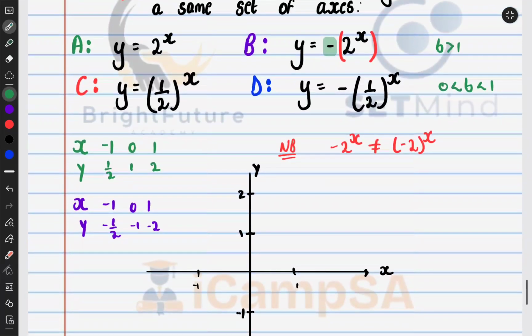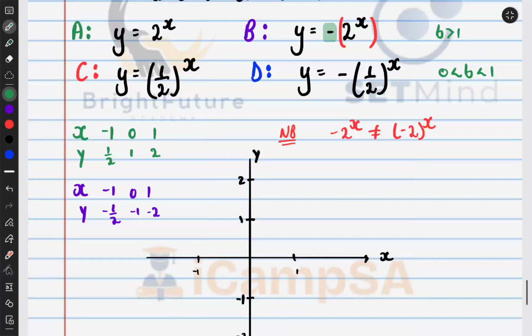Okay, let's sketch these functions. For a, we have negative 1 and half, it's here. We have 0 and 1, and then we have 1 and 2. Of that nature.